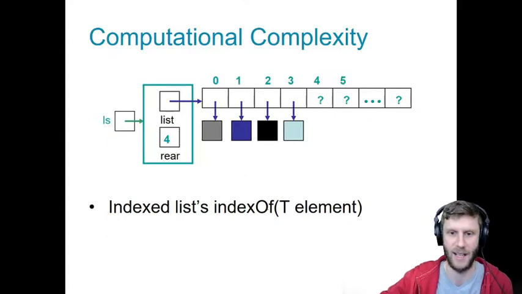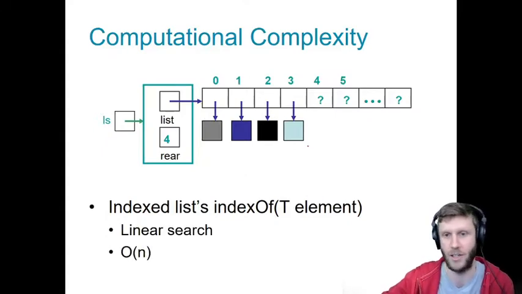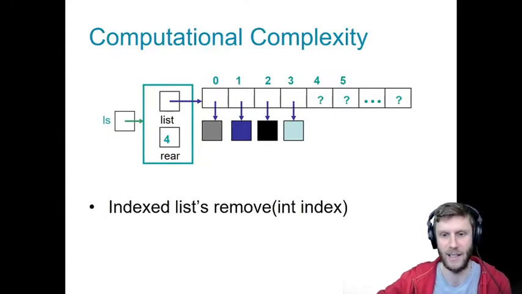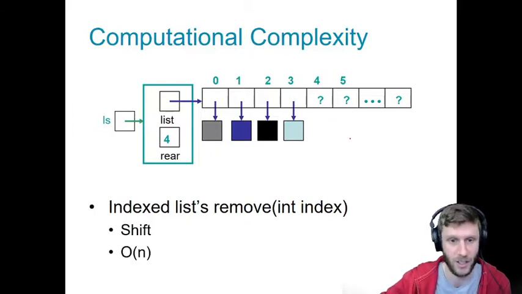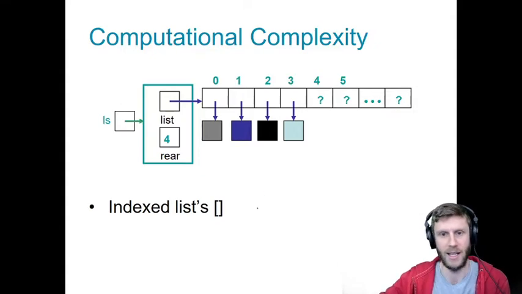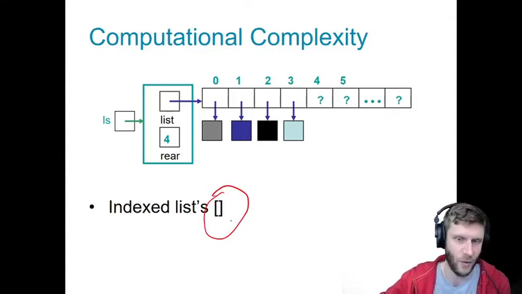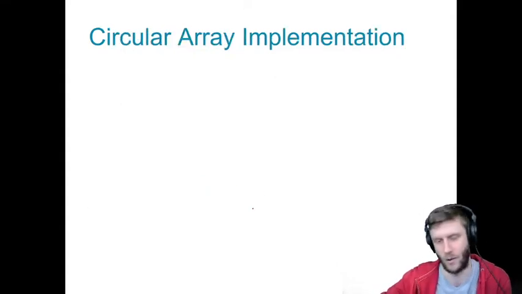Index lists, index of an element. Well, that's a linear search, order n. Index lists, remove at a given index. Well, that's going to be order n because we're going to have to shift stuff down after. Index lists, this fancy thing, well, that's the same thing as get, which is just order 1.